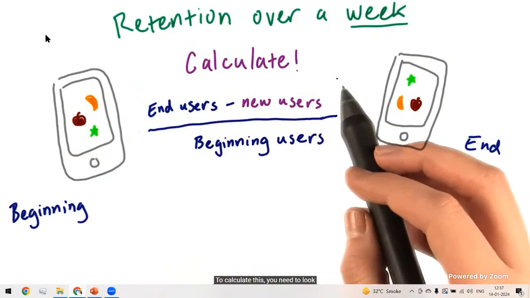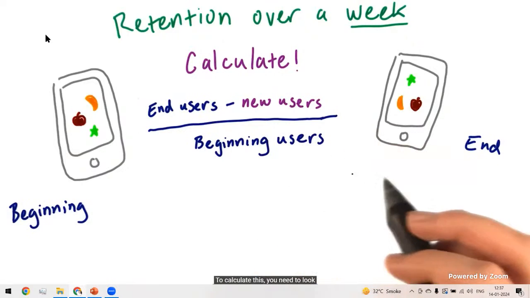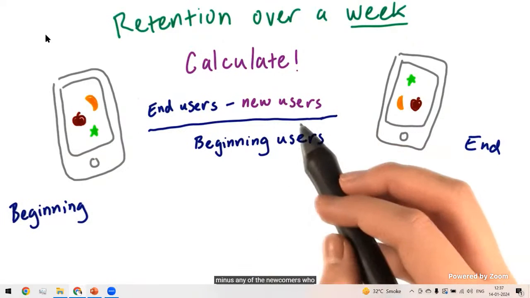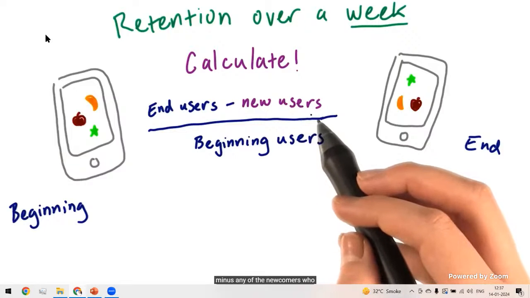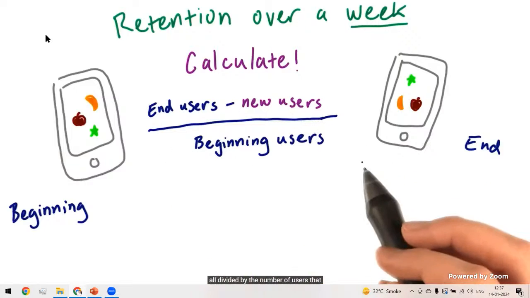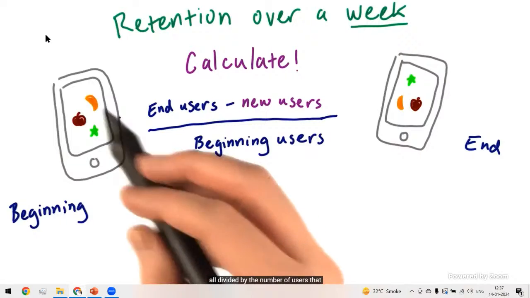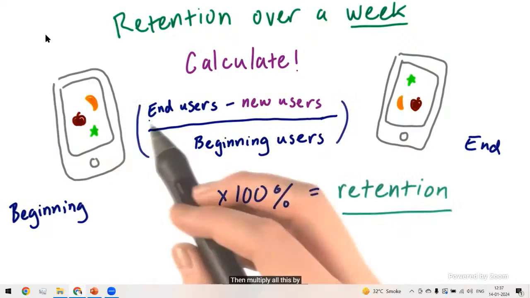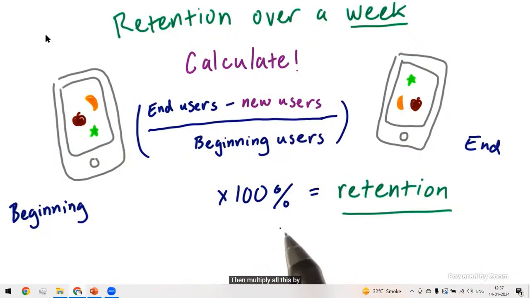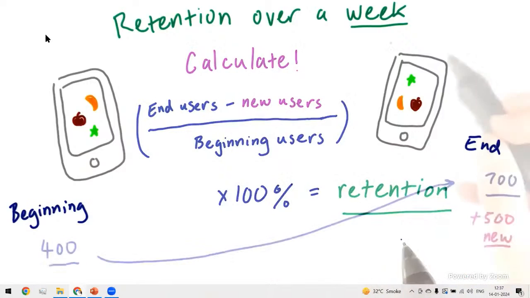To calculate this, you need to look at the users at the end of the week minus any of the newcomers who joined in the middle of the week, all divided by the number of users that started at the beginning of the week. Then multiply all this by 100 to get a percentage, and this is going to be your retention for the week.